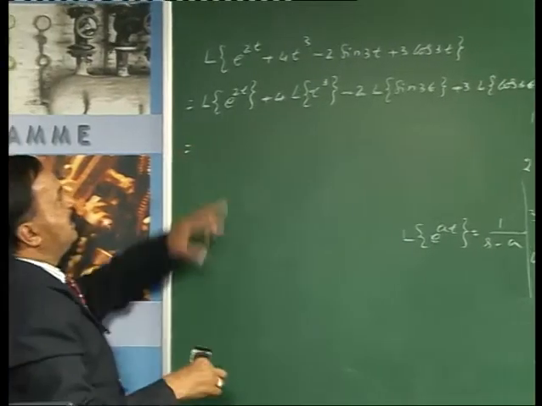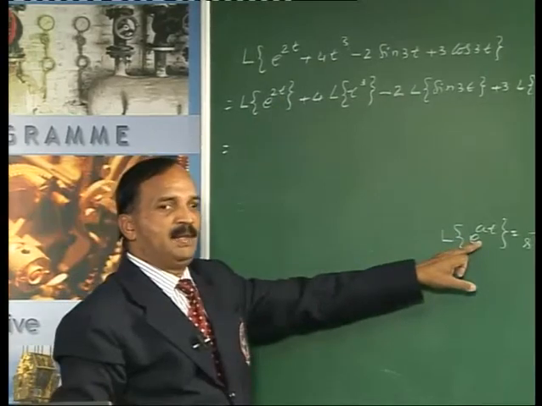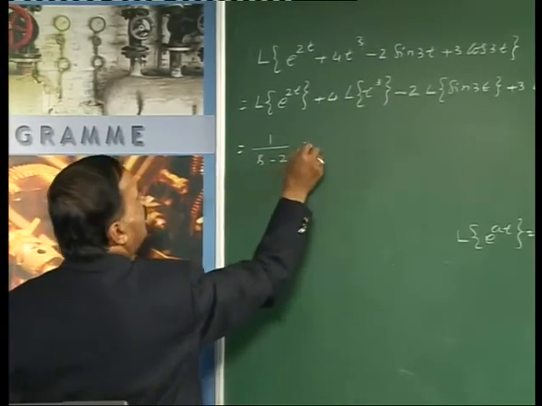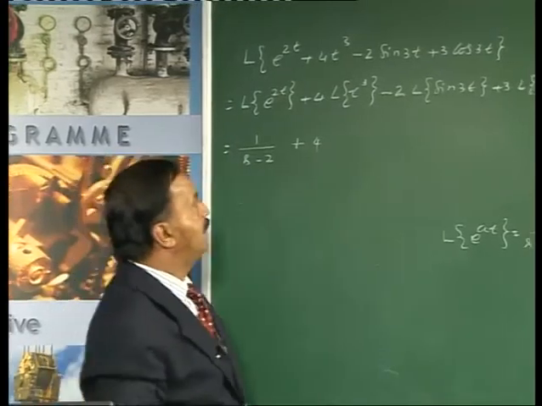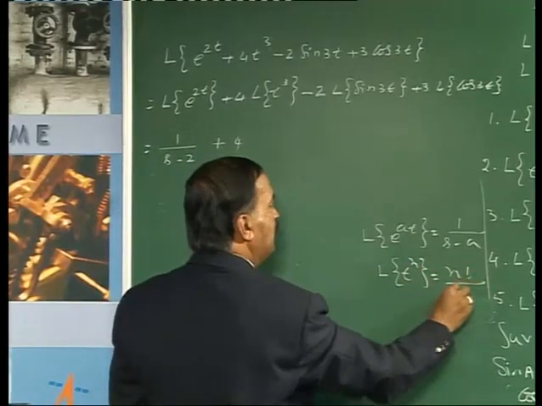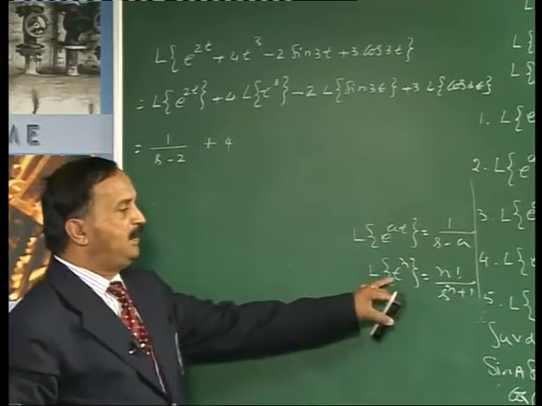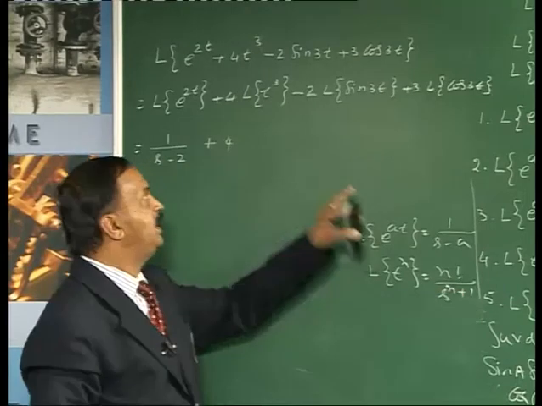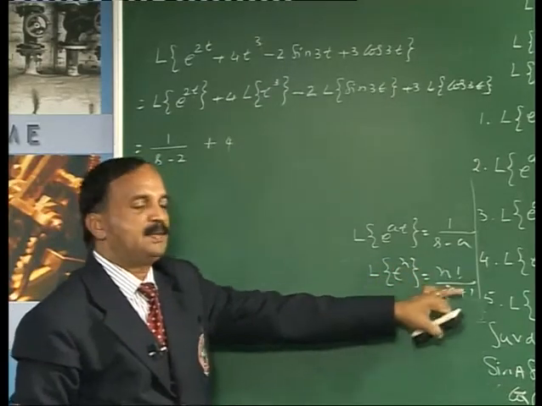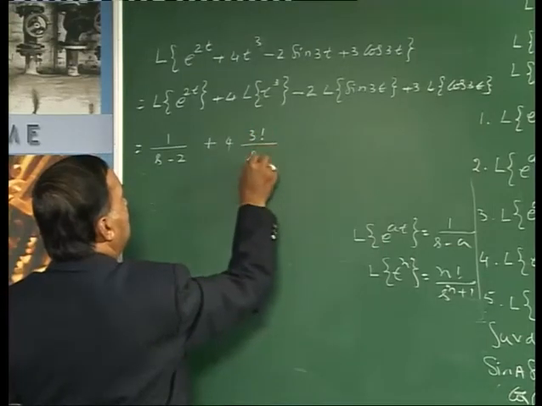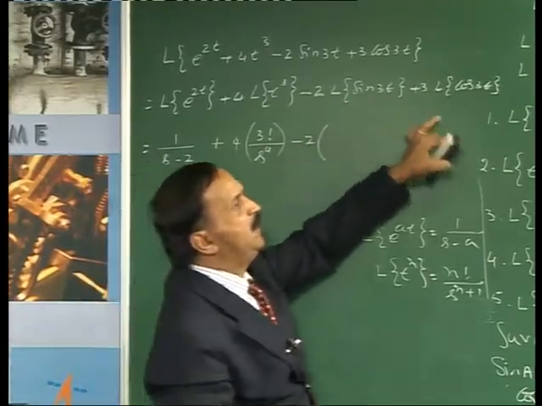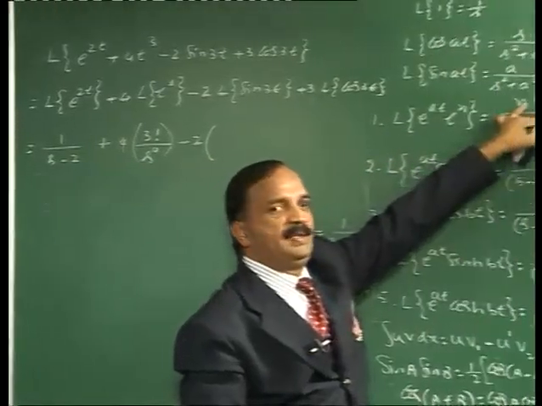That is equal to, here it is of the form L of e to the power of at, use this formula, put a is equal to 2, you will get the answer. So put a is equal to 2, so 1 by s minus 2, plus 4 into, so we know L of t to the power of n is equal to n factorial by s to the power of n plus 1. Put n is equal to 3 here, we want L of t cube, you will get 3 factorial by s to the power of 3 plus 1. So 3 factorial by s to the power of 4, minus 2 into L of sin 3t, put a is equal to 3 here, you will get 3 by s square plus 3 square.